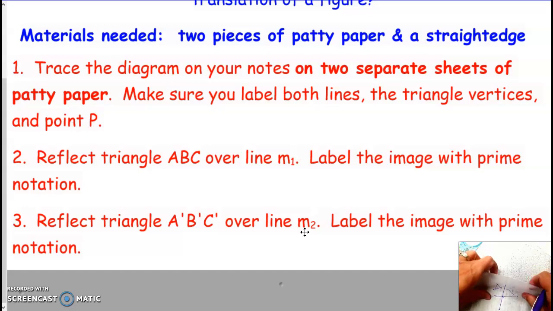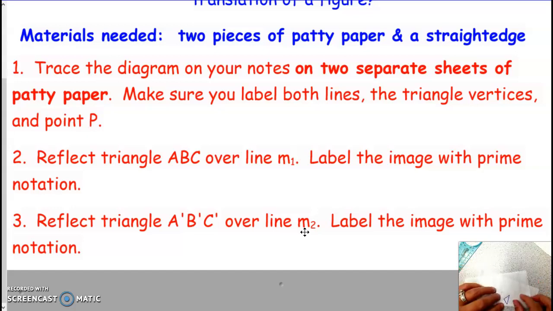Okay. So I'm going to fold it this way along line M2, and I want it to appear here. So when I'm going to trace it and mark my points, again, if you need your straight edge, use your straight edge.